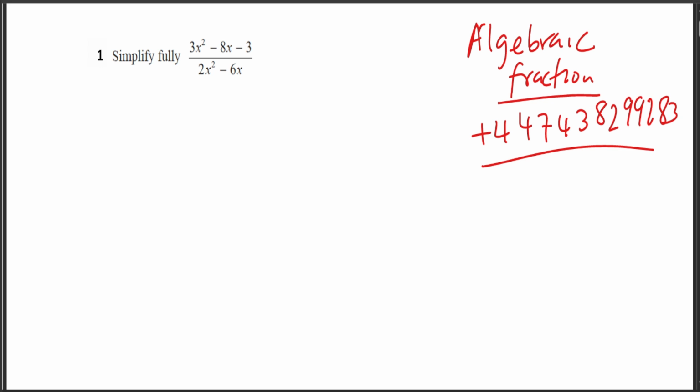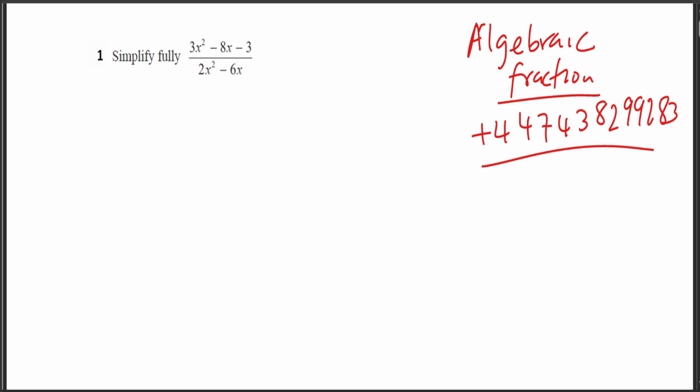So, simplify fully. Let's start the question. Simplify fully. These are typical questions that range from 2017 to 2021 for Edexcel GCSE students. So simplify fully (3x squared minus 8x minus 3) over (2x squared minus 6x), which is very, very easy.